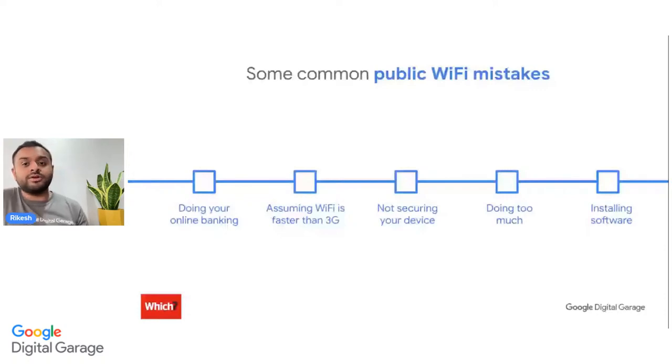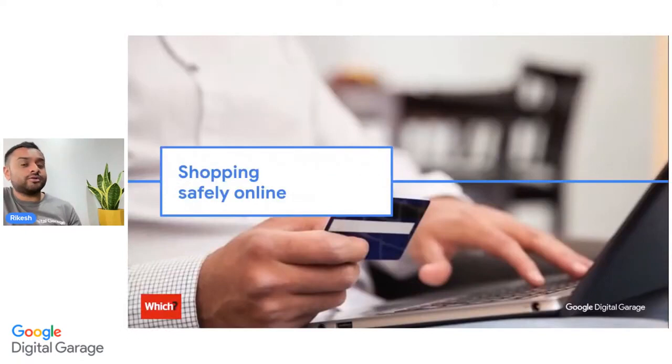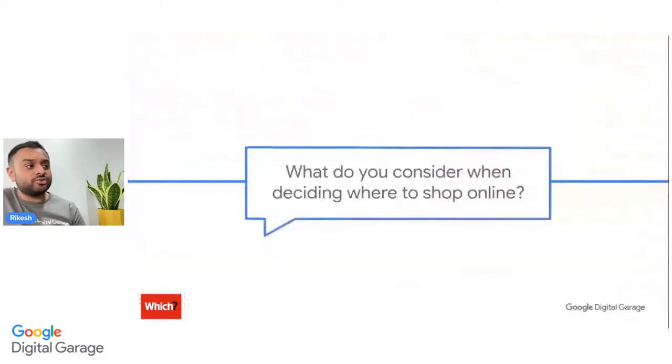Now, something else we need to keep very much in mind is that we want to make sure we're being safe when we're shopping online. So, a question I'd love to put to you all is, what do you consider when you're making that decision of where to shop online? If you need to buy a pair of jeans, what would you consider in terms of which shop you would browse at and look to buy from? What are some of the criteria? Let me know in the live chat what criteria you tend to look out for from a safety aspect.